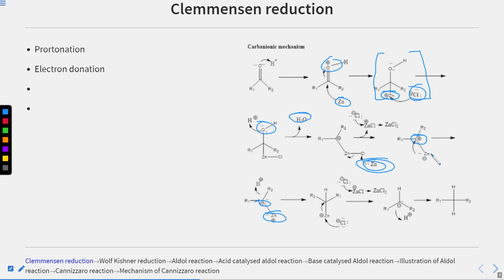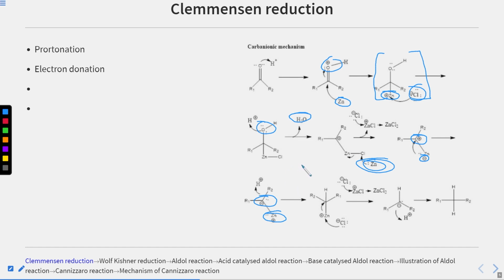Now what happens? This zinc has 2 electrons. It donates both of its electrons to the center. So the first electron will neutralize this positive charge and the other electron will create a negative charge on the center. Similarly, one electron donation will neutralize this negative charge, and another electron donation will create a positive charge on this zinc. Now we have a negative charge here, and we are doing this reaction in the presence of HCl.